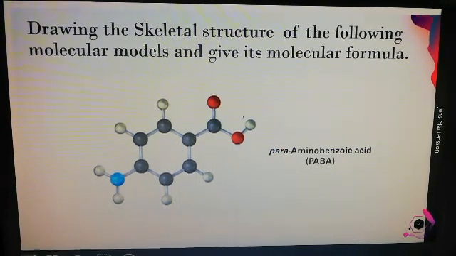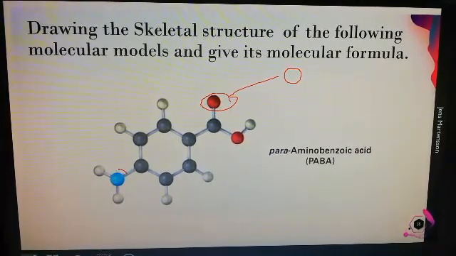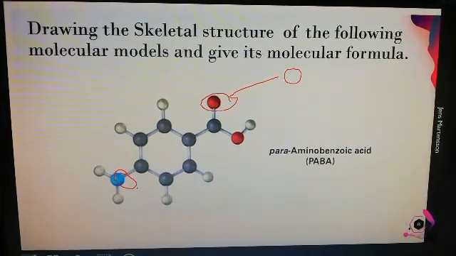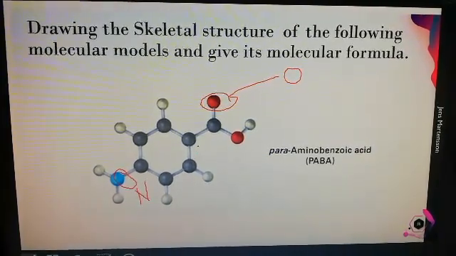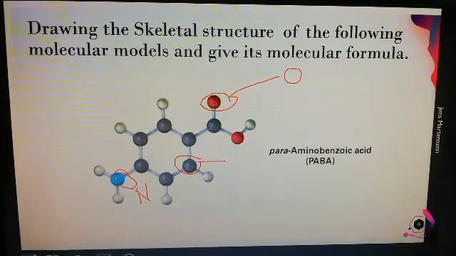So, the red ones, okay. So, the red circles are oxygen. Okay, that's oxygen. And the blue one, this one, is nitrogen. And the black ones are carbon. Okay. And these white ones are hydrogen. So, draw the skeletal structure of this PABA and give its molecular formula.